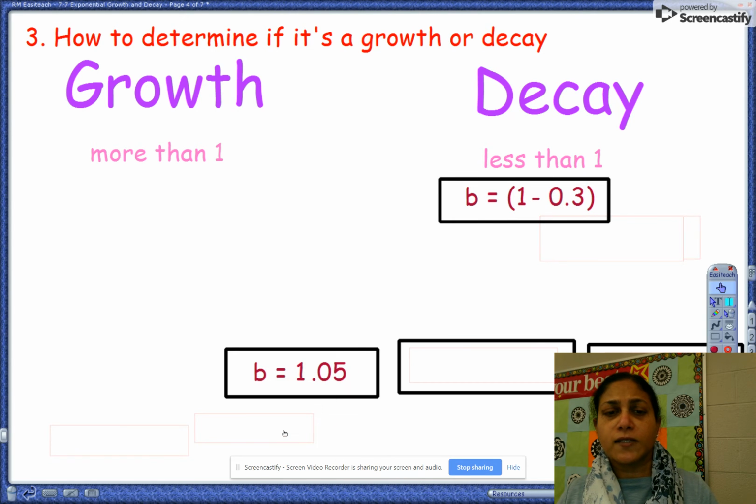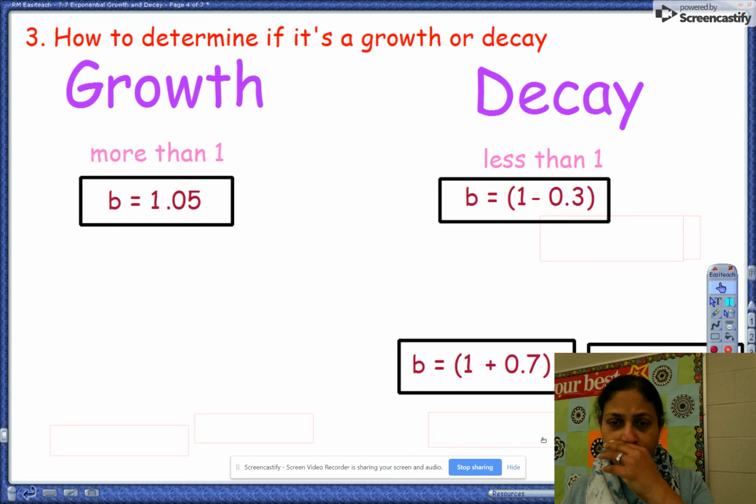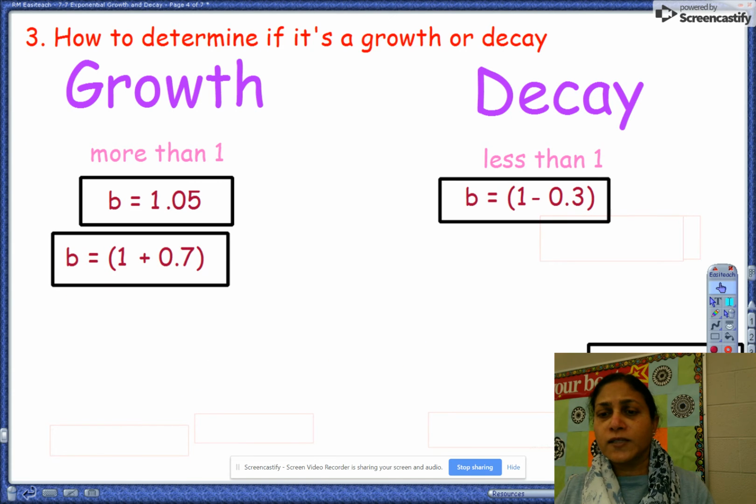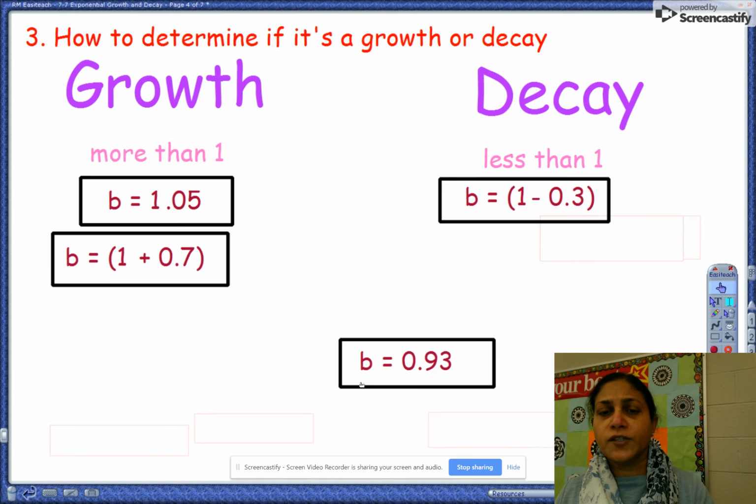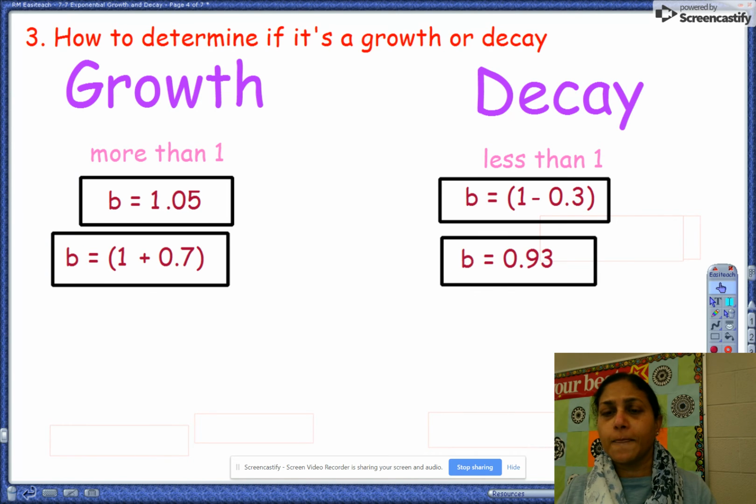The next one says it's 1.05, which is more than 1. So it is a growth. The next one is 1.07, which is more than 1. So it is a growth. And the last one is 0.93, which is less than 1. Therefore, it is a decay.